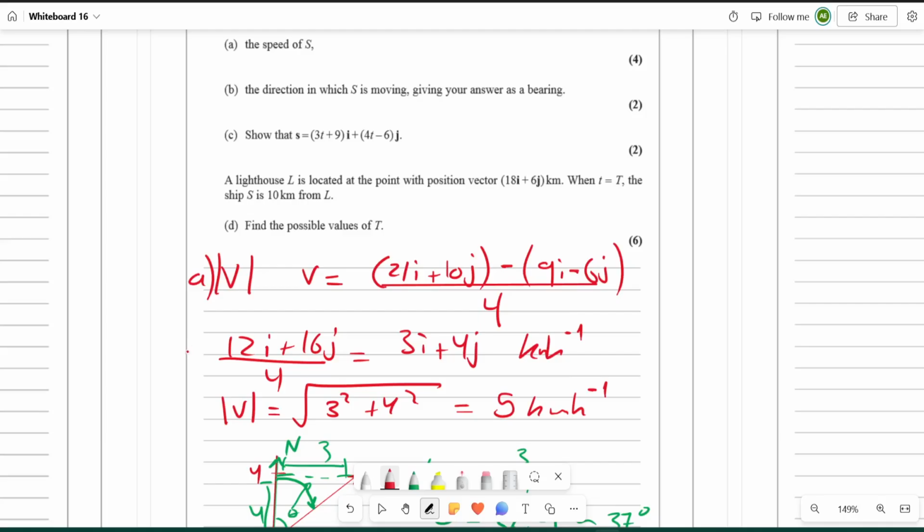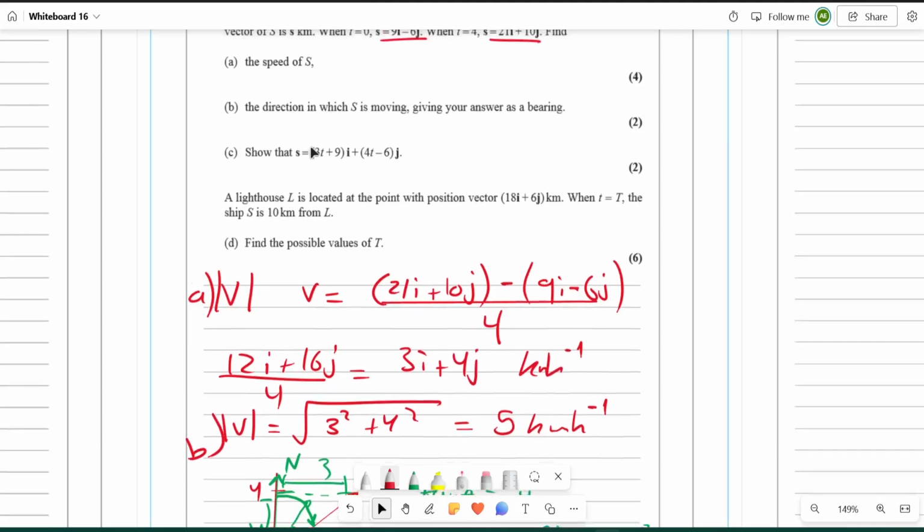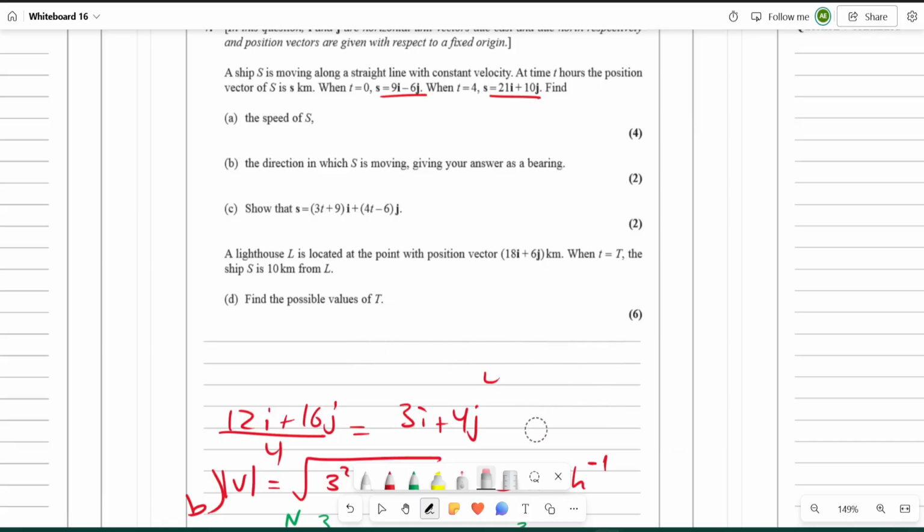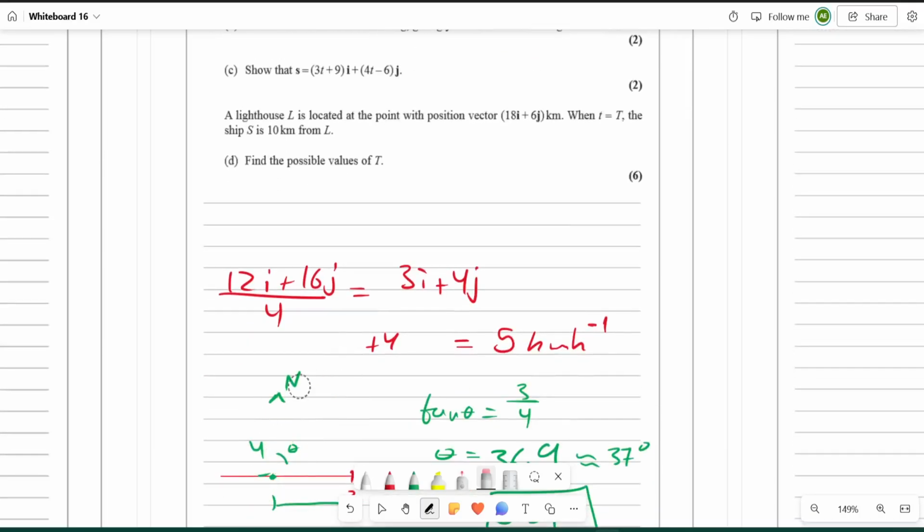Now this is part B done. What I need to show now is that S is equal to this. So again, the general position vector of S. So what I'm going to do is delete all this. I'm just going to leave the velocity vector because this is what I need.